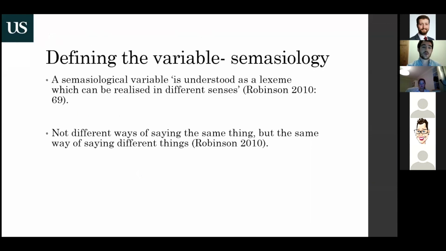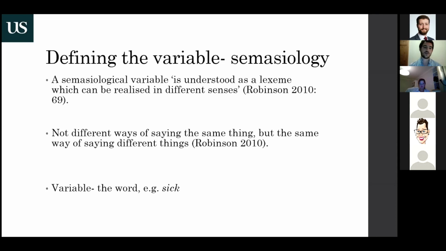Okay. So now moving on to defining the variable when it comes to semasiology. And for this, I don't really have any innovation of my own. Broadly, I use the definition provided by Justyna in her own PhD back in 2010. So she defines a semasiological variable as a lexeme which can be realized in different senses. Interestingly, she puts this as, unlike the traditional definition of a sociolinguistic variable, when it comes to semasiology, we're looking at not different ways of saying the same thing, but the same way of saying different things.